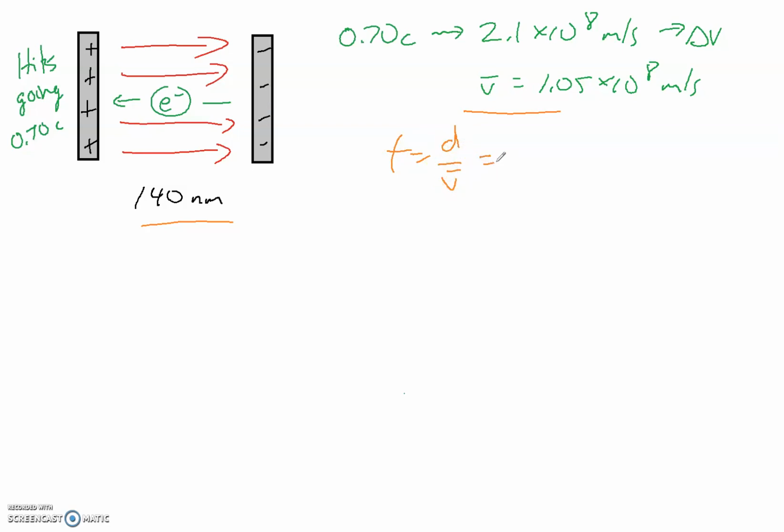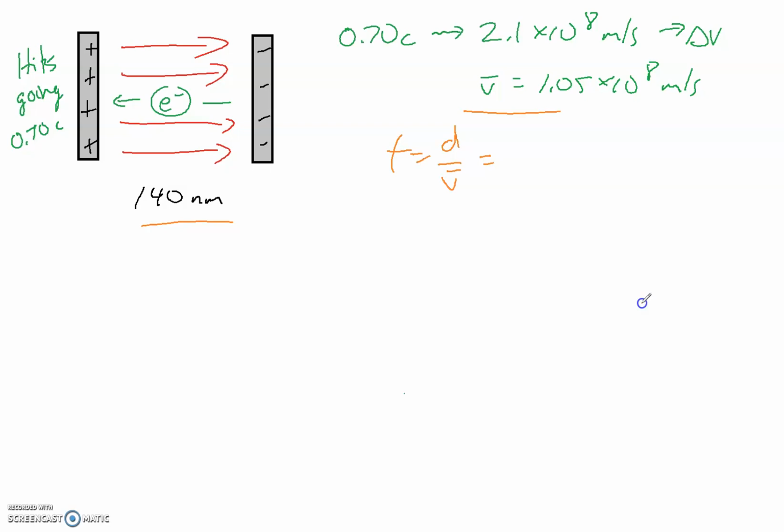Now the distance is 140 nanometers. Of course, nano is another one of the prefixes. That's times 10 to the negative 9. Again, that's on your super sheet. So I got the 140 times 10 to the negative 9. I'm going to divide that by the 1.05 times 10 to the 8, and it's going to be pretty quick here.